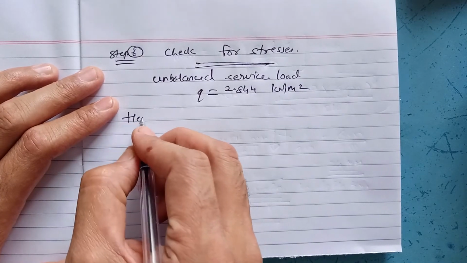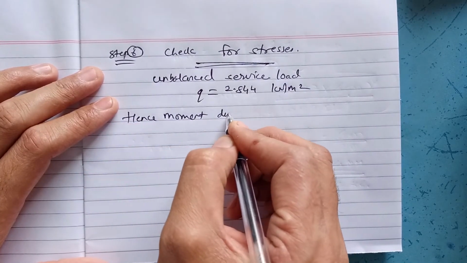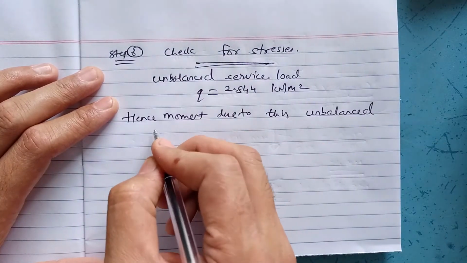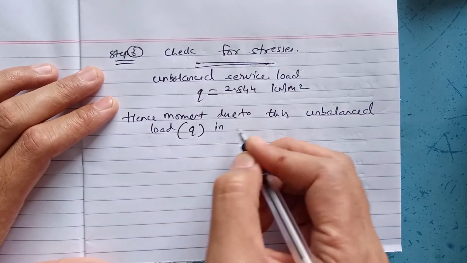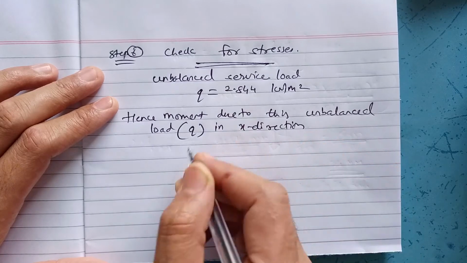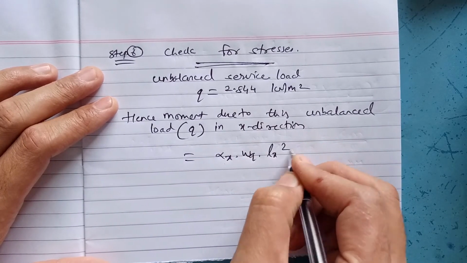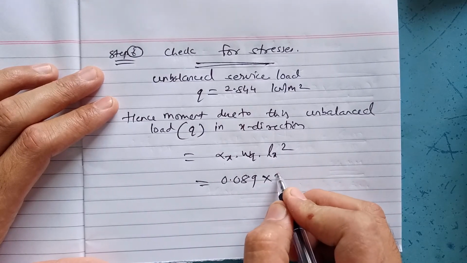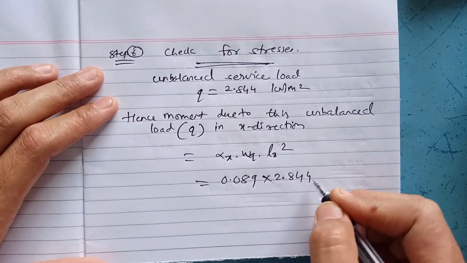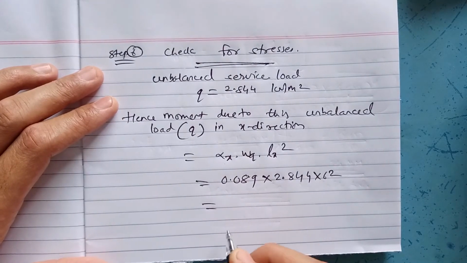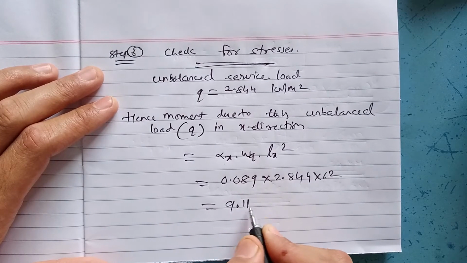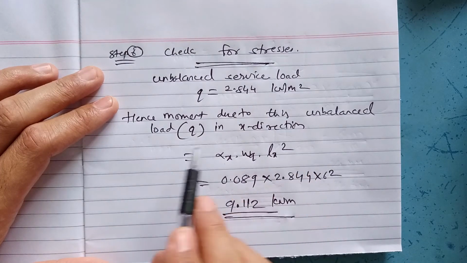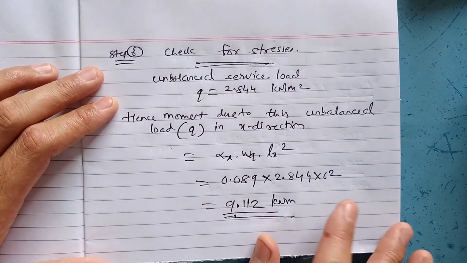Hence moment due to this unbalanced load Q in x direction will be alpha x into WQ into Lx square. Alpha x is 0.089 as per IS 456 2000 amendment 2013. WQ we calculated as 2.844 into 6 square. We get 9.112 kilonewton meter. Moment due to unbalanced Q we get as 9.112 kilonewton meter.